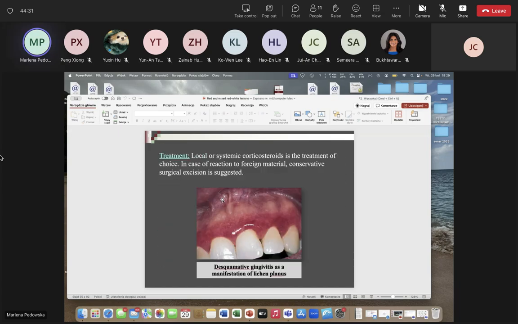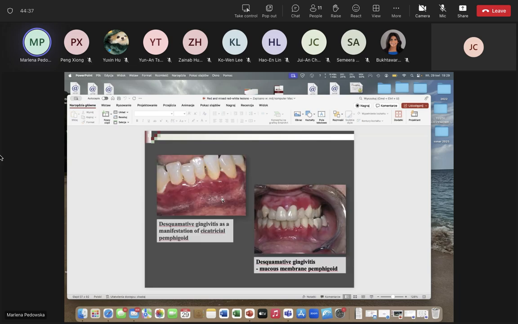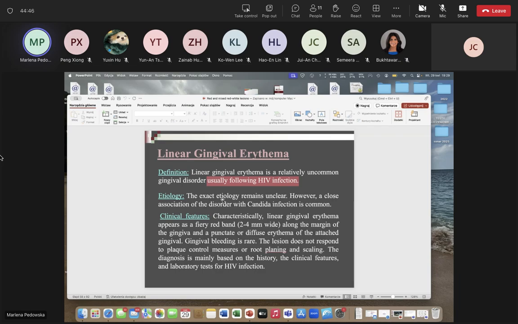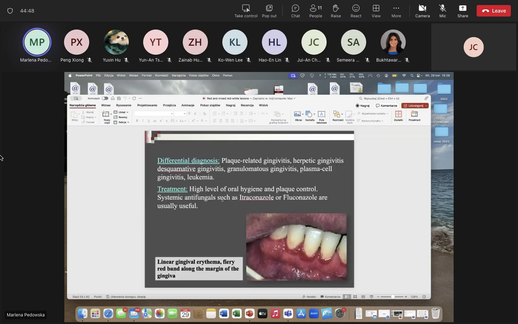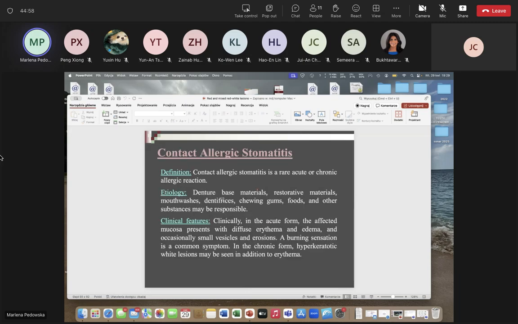And also we have the granulomatous gingivitis, and desquamative gingivitis as a manifestation of lichen planus and pemphigoid, right? So these are the clinical pictures of the desquamative gingivitis, and the different red lesion is the linear gingival erythema, and this is the lesion which is characteristic for AIDS, for HIV.